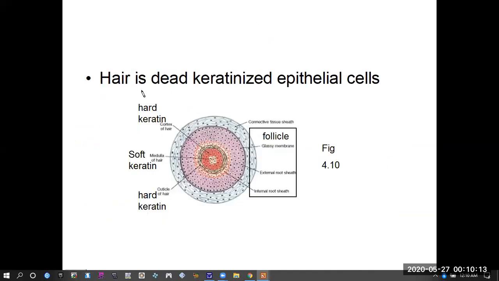And the hair itself, like the surface of our skin, is now this dead, hardened, keratin-enriched, dry type of epithelial tissue. So these are keratinocytes.